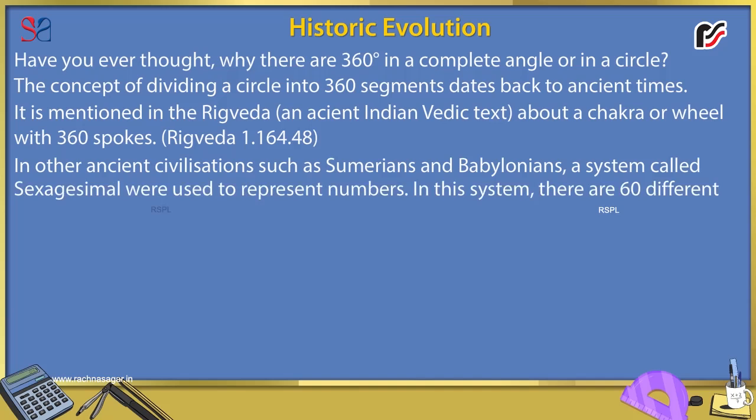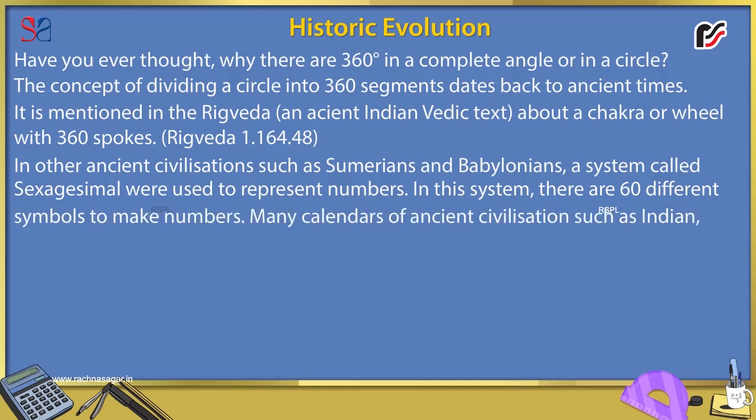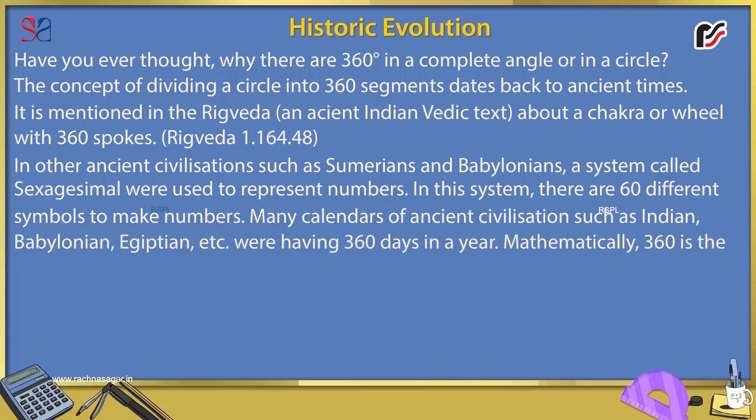In other ancient civilizations such as Sumerians and Babylonians, a system called sexagesimal was used to represent numbers. In this system, there are 60 different symbols to make numbers. Many calendars of ancient civilizations such as Indian, Babylonian, Egyptian, etc. had 360 days in a year.